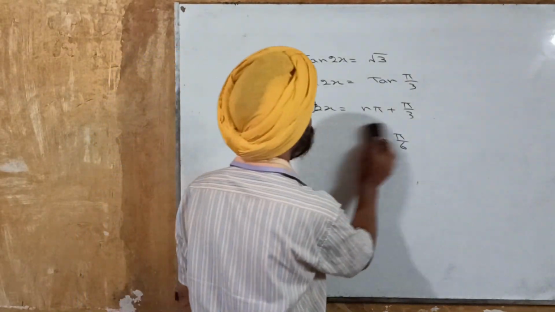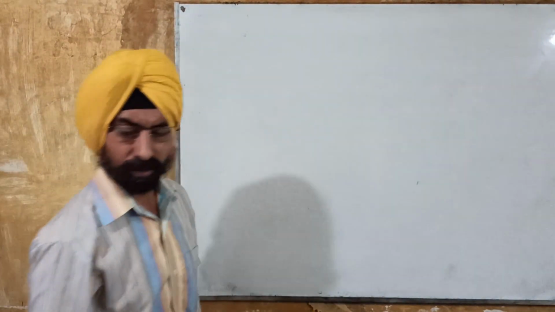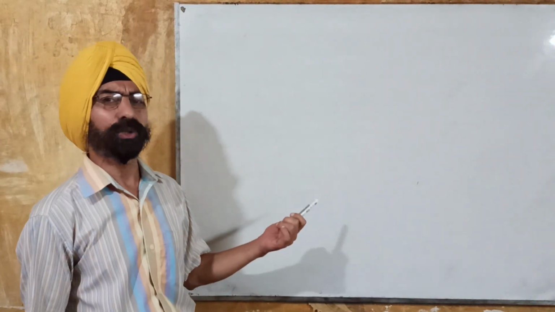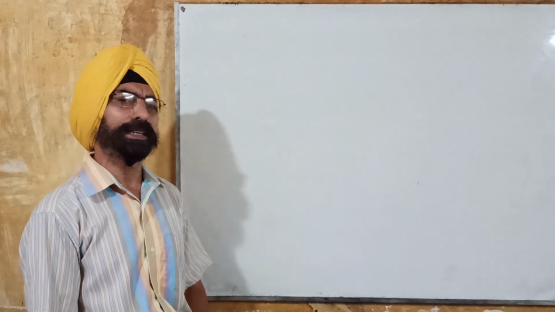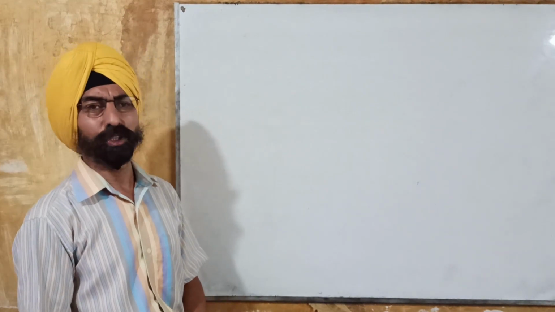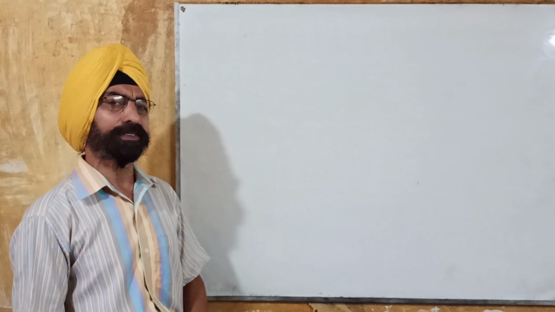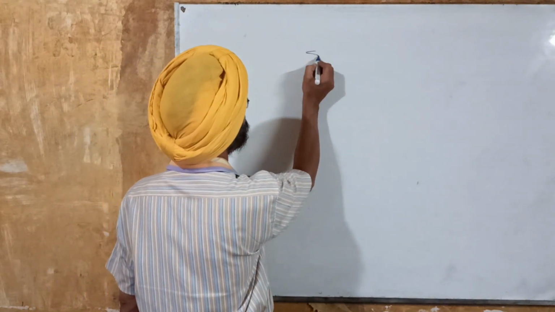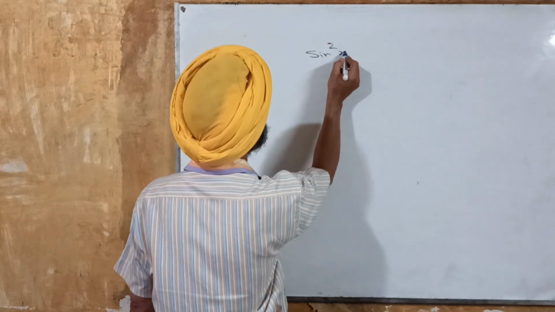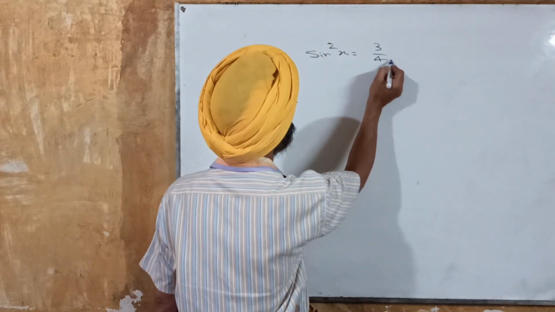Similarly, I'll take another easy question. In this video, I'm taking only easy questions. I'm not taking complicated questions. Complicated questions will be in the next videos. Maybe 2 or 3 or 4 more videos on trigonometric equations will be there. So another easy question I'm taking. Suppose your question is sine square x is equal to 3 by 4.